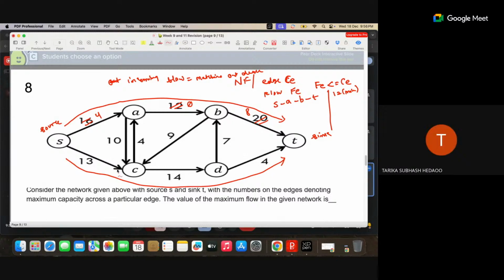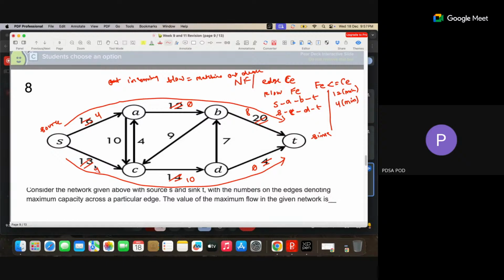Because it is the minimum value. So S to C, C to D, D to T: the minimum flow allowed is 4, not more than that. So it will become 0, saturated. The 10 will become 9, because already 4 is consumed.